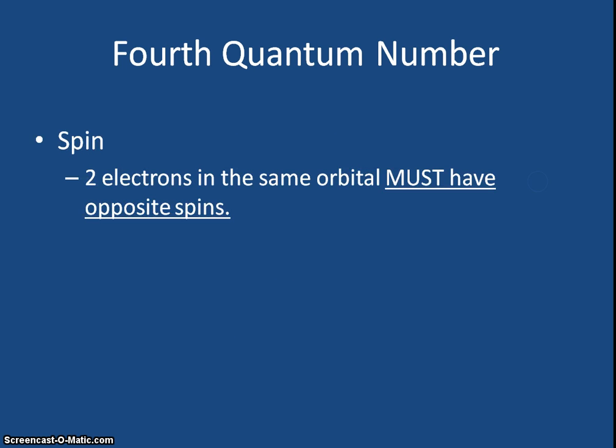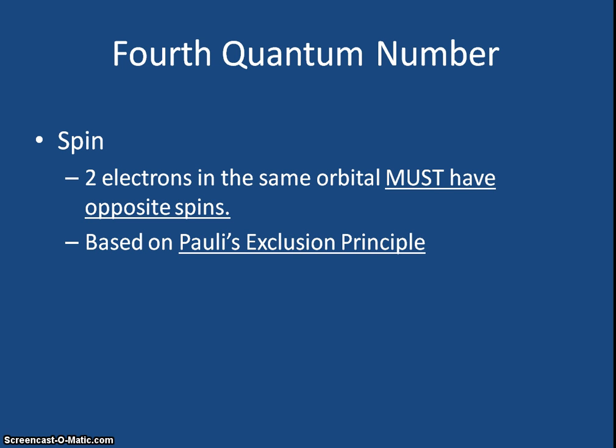The last quantum number is called spin, and this just has to do with the fact that if you have 2 electrons in the same orbital, meaning that they're both, say, in the first orbital or in the first energy level, they're both in the sphere, they have to be going opposite directions. And this is based on Pauli's exclusion principle, which I'll talk about in just a few minutes.